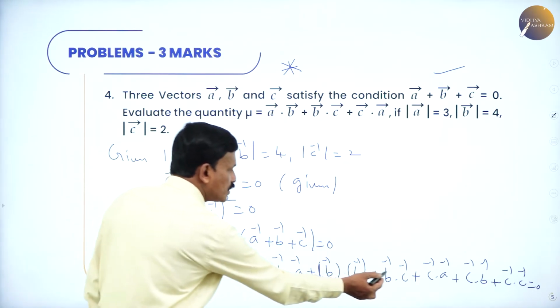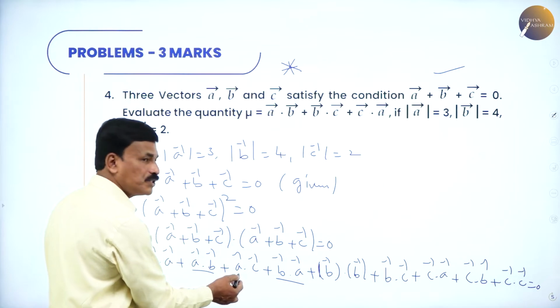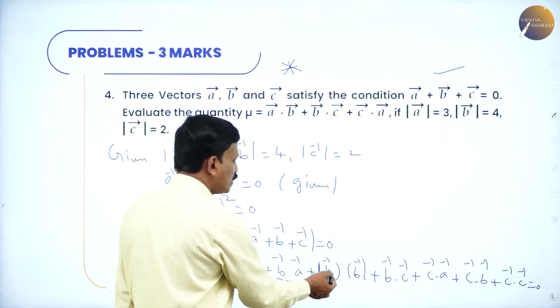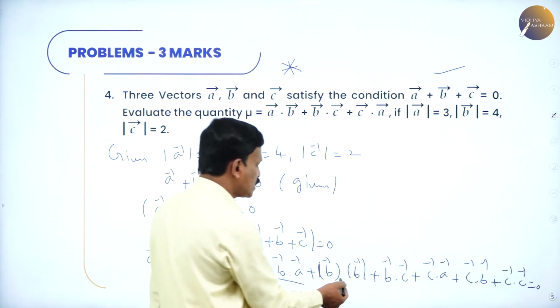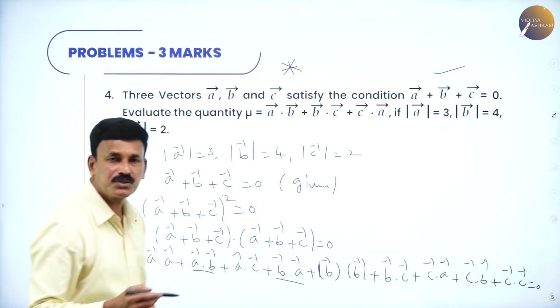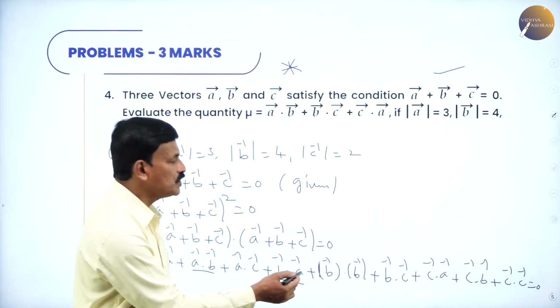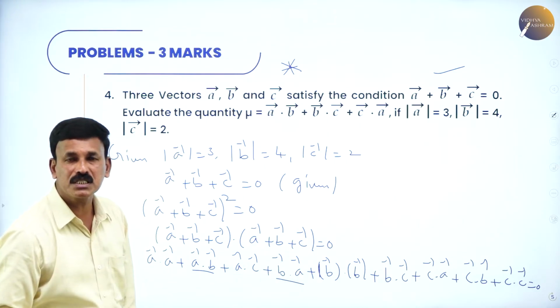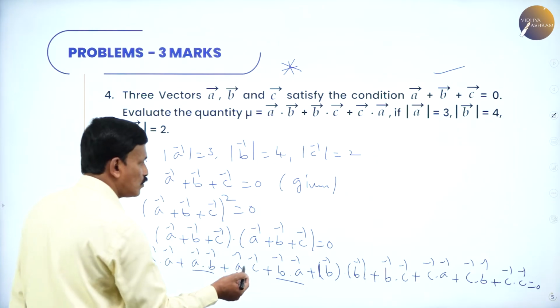A dot C and C dot A are one and the same, so this is 2 times A dot C. Again, B dot B can be written as length of B square. C dot A and A dot C can be written as 2 times A dot C. And length of C into length of C, that is C dot C, is nothing but length of C square. So, I will go to the next page.